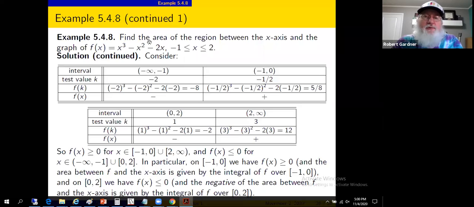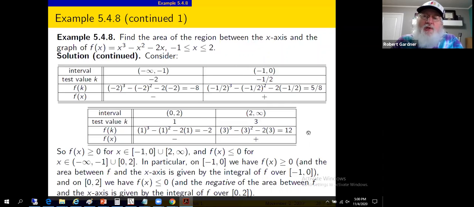They wanted us to, restating the question, find the area of the region between the x-axis and this function for x between -1 and 2. So they're looking at this piece and this piece. The other stuff turns out not to be relevant to the question they asked.